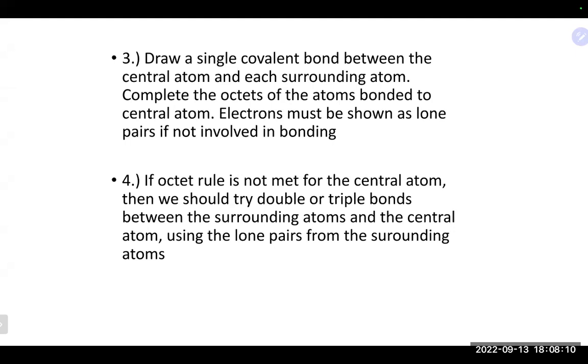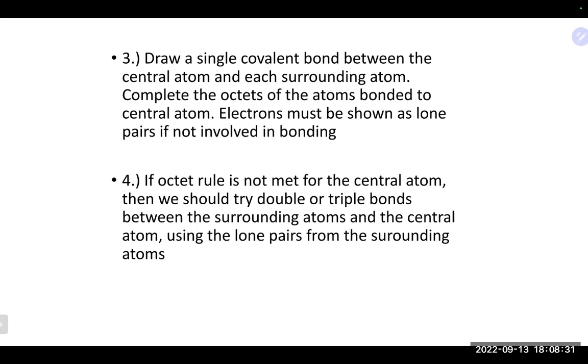At that point, you should be out of electrons. If you still have electrons after you put them all in the center, you did something wrong. The last thing you want to do is make sure that everybody has met the octet rule. And it is at that point that you have distributed all your electrons.